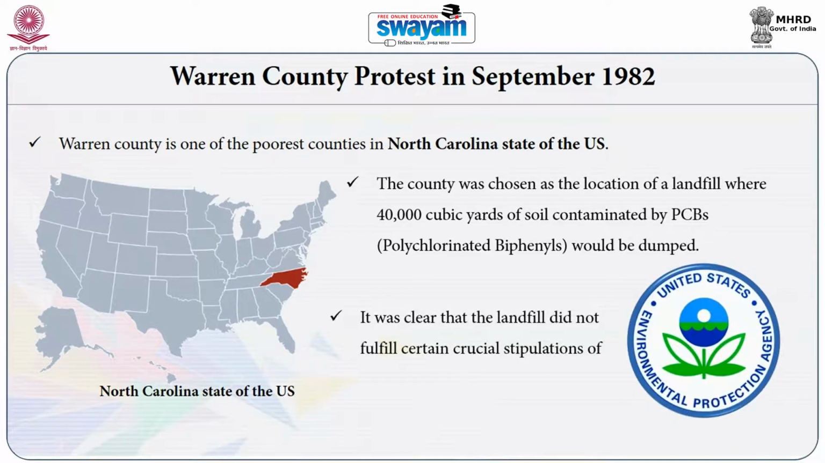It was clear that the landfill did not fulfill certain crucial assumptions and stipulations of the Environmental Protection Agency, or the EPA of the United States. What were these violations? Firstly, the landfill was such that it was very clear that the toxic waste would leach into the neighboring soil. Secondly, the EPA also had a stipulation that the water table must be at least 50 feet below the lower edge of the landfill. In this case, it was just 7 feet. So it was another major violation.